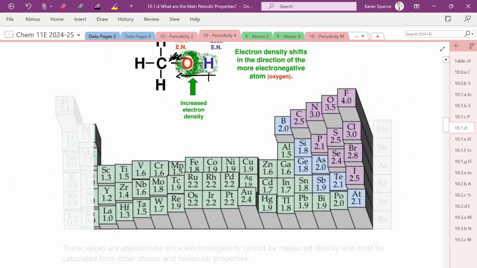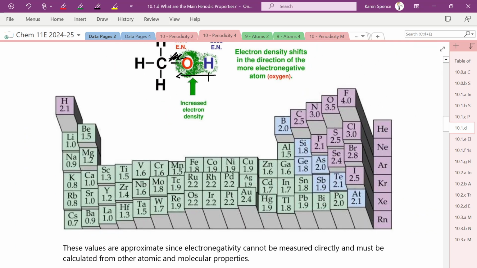All right, and here's our little picture of electronegativities. They are approximate because you cannot measure them directly. They have to be calculated from other properties. And I don't know why gold is higher, but the main thing is that they get really big over at fluorine. And why are they big over at fluorine?